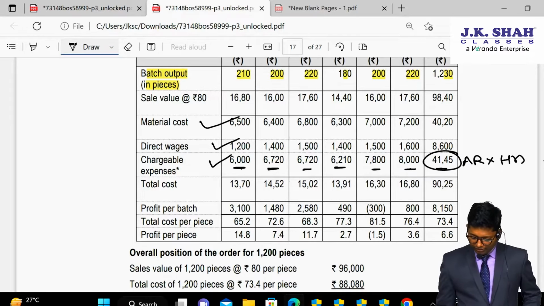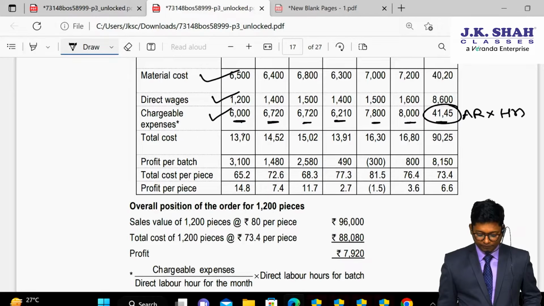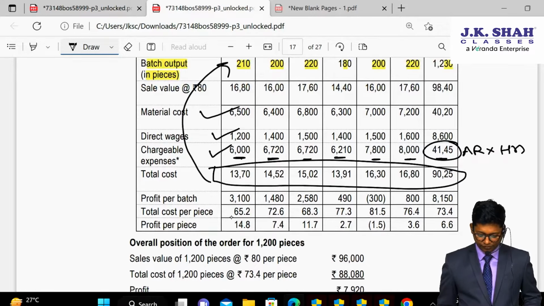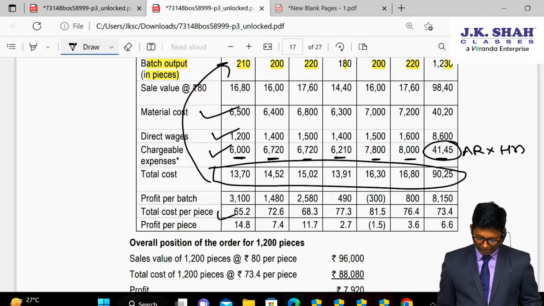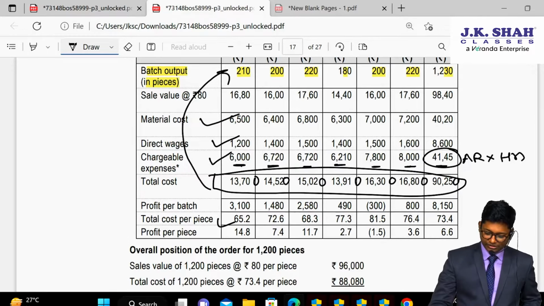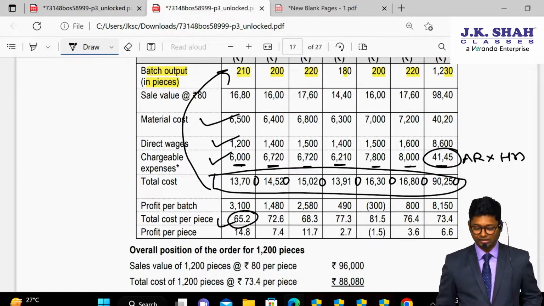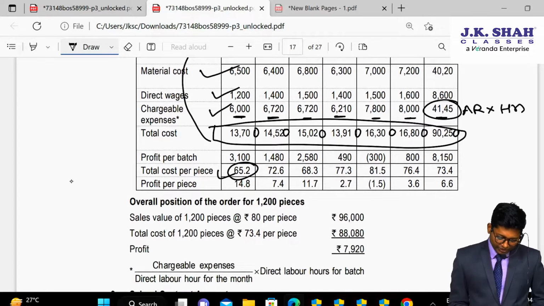Now this one is the total taken horizontally, and once this is done, after that they have taken the total. This is the total cost. When you divide total cost by number of units, you will be getting cost per unit. So you can check that total value divided by number of units. So total value is 13,700. Printing error is there, 110 is missing from all the calculation. When you divide this 13,700 by 210 units, you will be getting 65.2 approximately, and the same thing is recorded here. Now directly profit per unit can be computed.